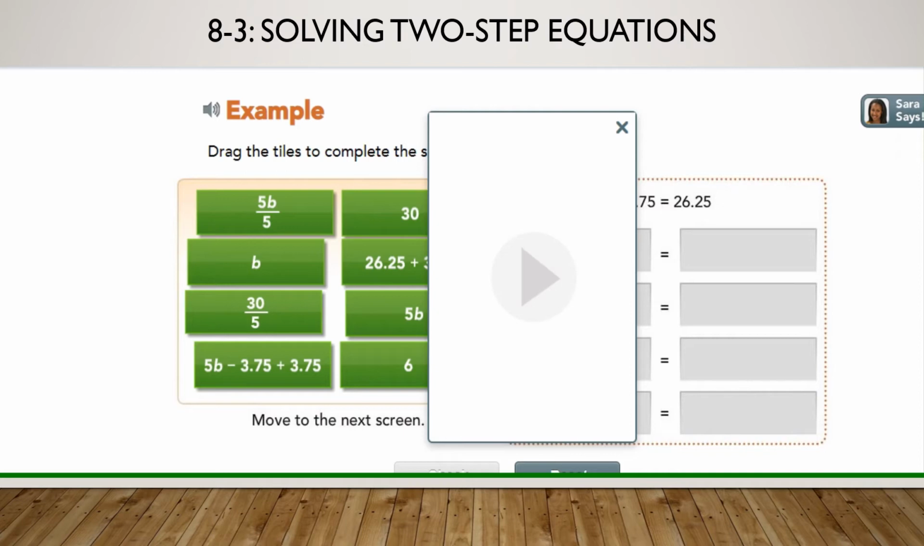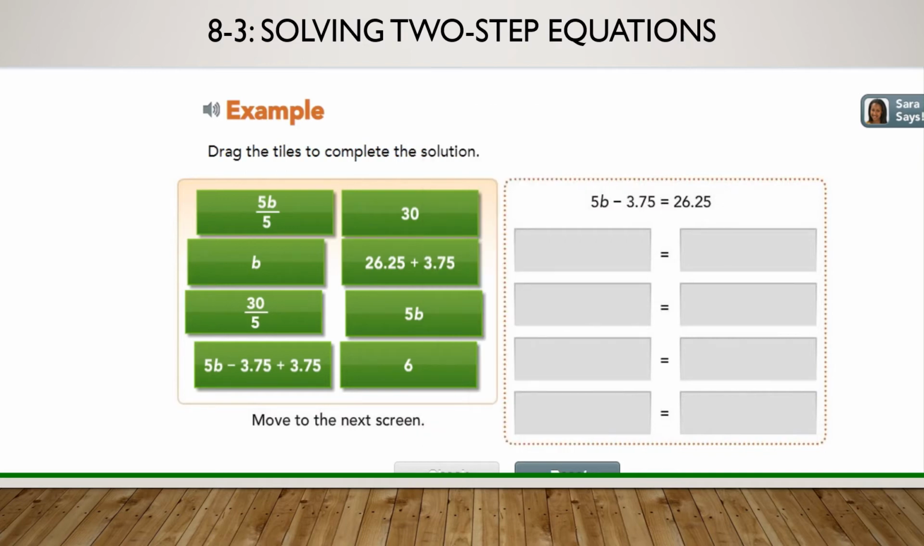Drag the tiles to complete the solution. We have to figure out the first step of solving this problem. And remember, when you are solving for variables, you have to use the order of operation in reverse. So we're going to start by undoing addition and subtraction first. So we have to look, well, what do we have to add or subtract on both sides? Well, here this negative 3 and 7,500 is connected through subtraction, so that means we are going to have to add that on both sides of the equal sign.